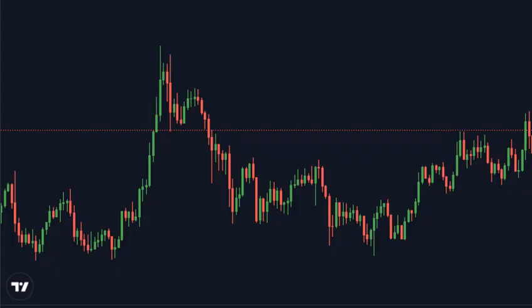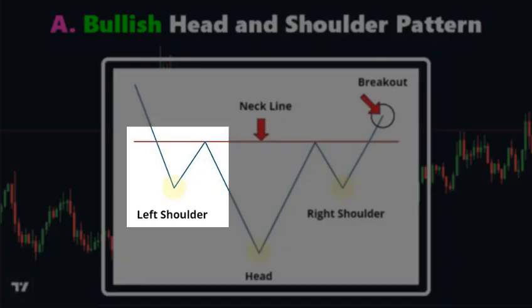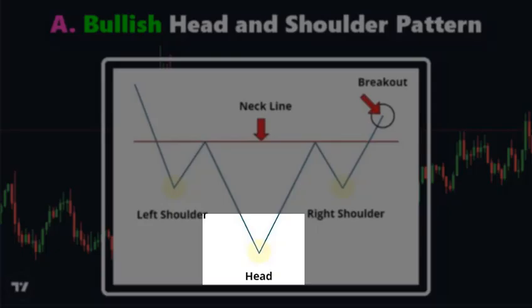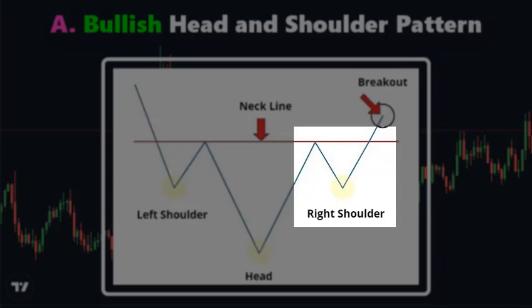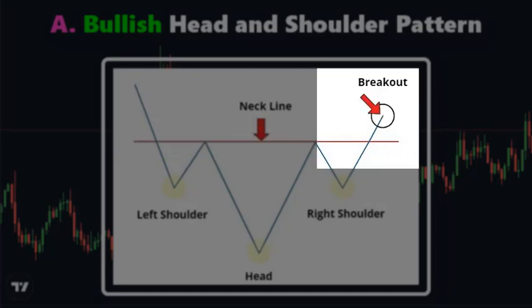Let's have a look at the bullish head and shoulder pattern. In this pattern there is a left shoulder which has a low, then the head which has a lower low and the right shoulder which has a higher low. The line that connects the tops, we call the neckline. After the breakout of the neckline, we take an entry.